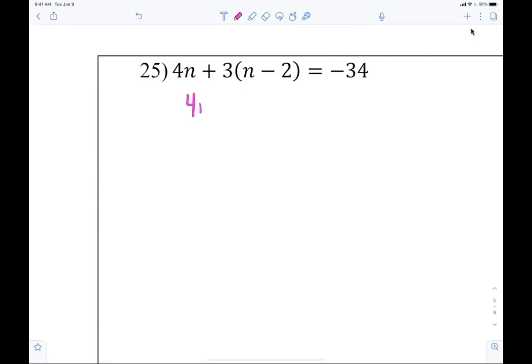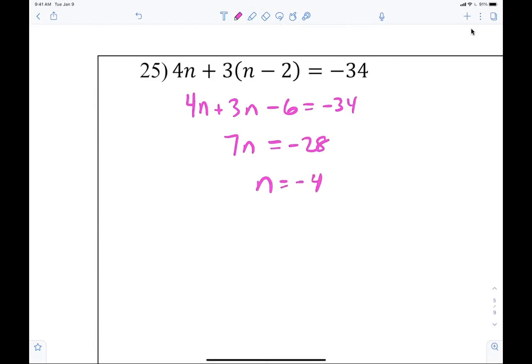So it's 4n plus 3n minus 6 equals -4. Then you add the n, so it's 7n. Now look, we can do multiple steps. After you add 7n, I'm going to do what? Minus 6, well, then you add 6, which is -28. Thank you. And then n equals -4. Yay, I like that a lot.